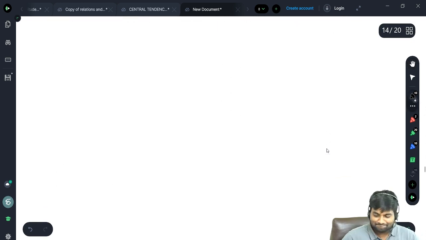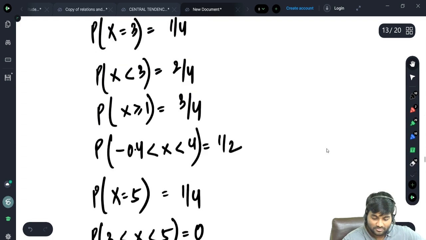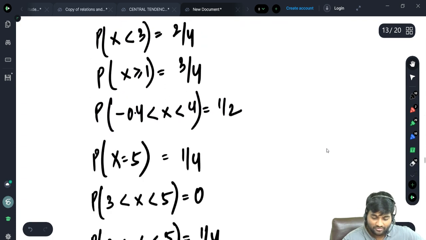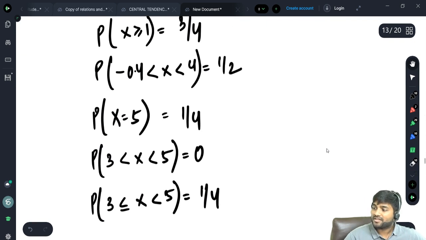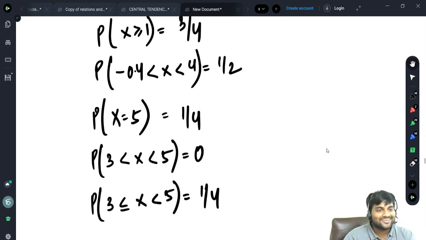Next. Seventh. Now I need to count which one is the seventh one. Wait. 1, 2, 6, 7. It is 0. Greater than 3 but less than 5. How is it 0? Because it is not touching 3 also, it is not touching 5 also. So greater than 3 means 3.00001 maybe, but less than 5 means 4.99. So in discrete, if it touches that point, then only we will take the value, or else it is counted as 0.